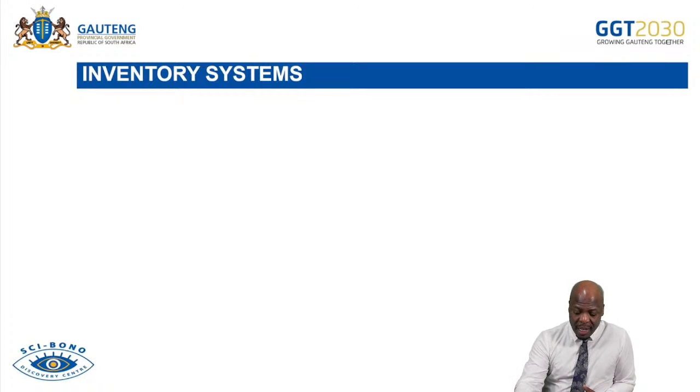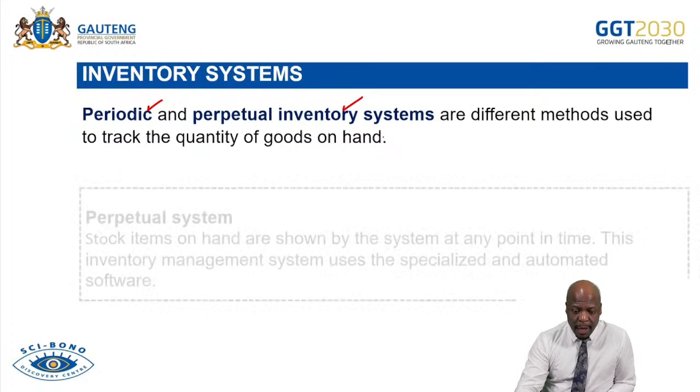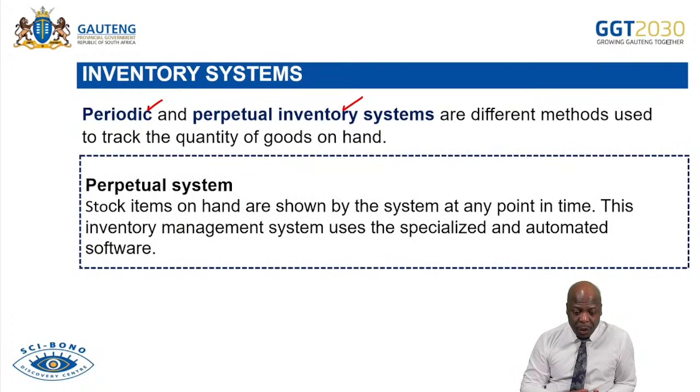What are inventory systems? You know that we have 2 inventory systems, namely your periodic inventory system and the perpetual inventory system. These are different methods used to track the quantity of goods on hand, okay? To begin with, let us speak of the perpetual inventory system. The word perpetual simply means continuously, ongoing, all right? So when we use the perpetual inventory system, stock items on hand are shown by the system at any point in time.